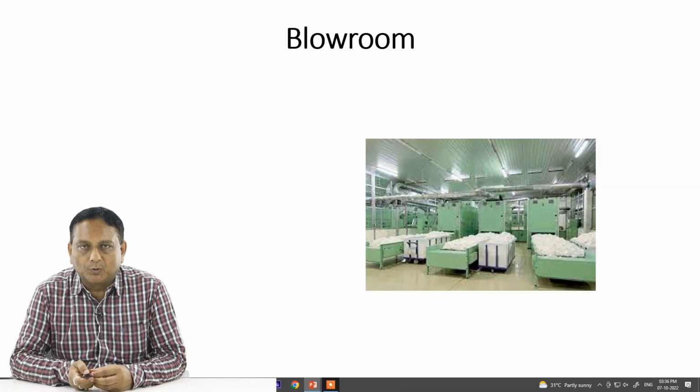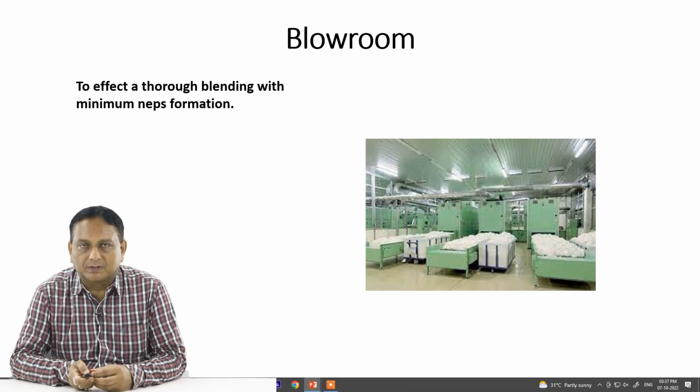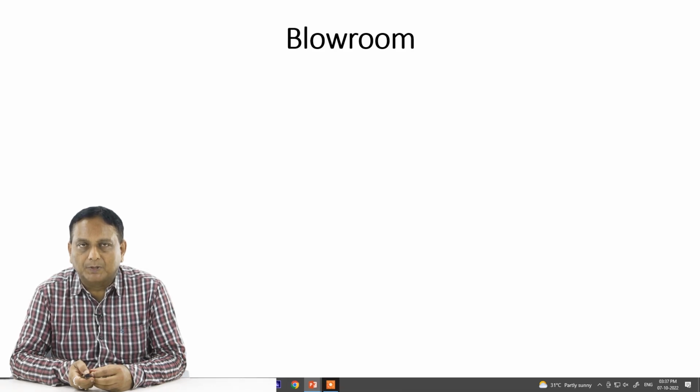Now as we can see, the blow room operations are going on. So what are the different effects? To effect a thorough blending with minimum nep formation. This is one of the objectives of the blow room. So thorough blending of cotton fibers should be there, and nep formation will be minimum.